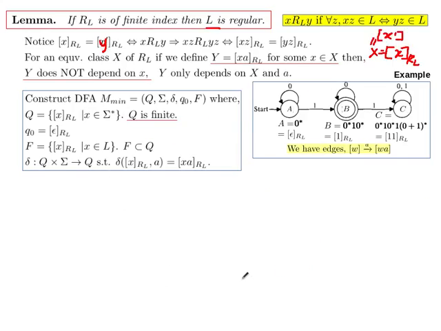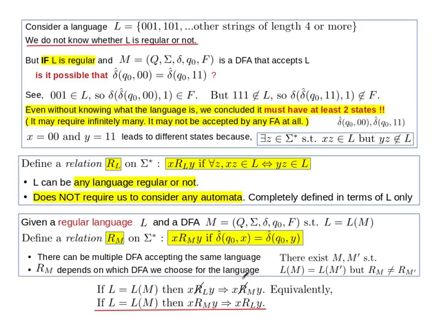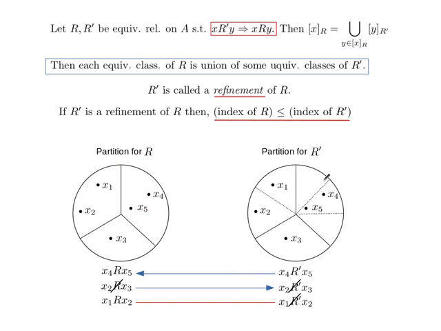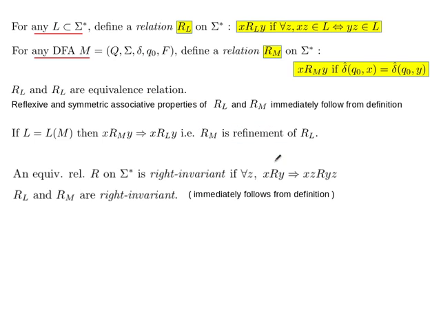So again, just go back to this picture. You have some R and R prime, their indices are finite. In fact, they are equal, and this is a refinement. So the partitions are like, you take the partitions here and you make further divisions. And if the indices are equal, that means they are actually equal. So there is no further partition here. So R is equal to R prime.